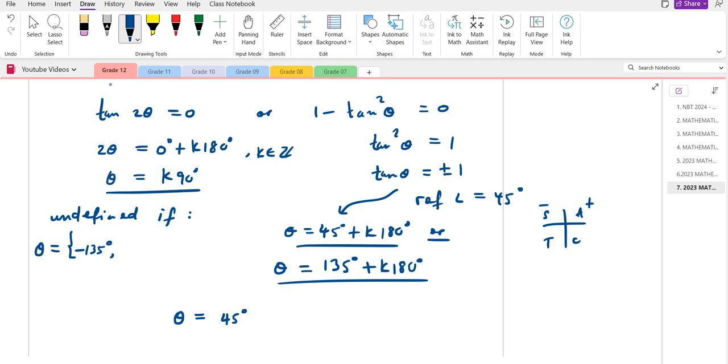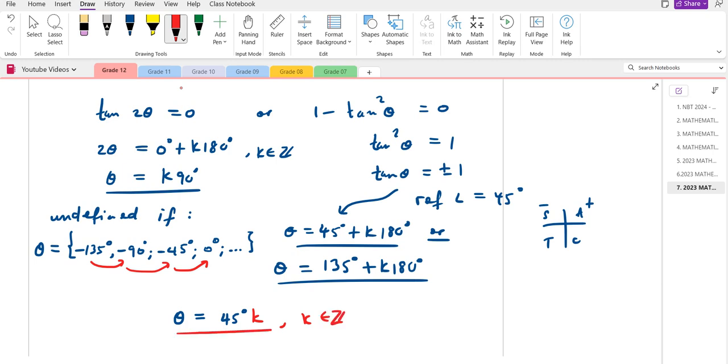So let's go negative 90, negative 45. Please write them in order. And if the value of k is 0, I'm getting 0, and so on. So we can see this here is stepping up in 45 degree intervals. So it's like a number pattern. So we should write 45 degrees k, where k is an element of integers. So I hope you guys understood that. Now if the value of k is 3, it's going to give me this answer. If the value of k is 2, it's going to give me negative 90, and so on.